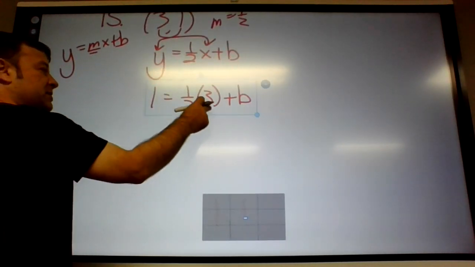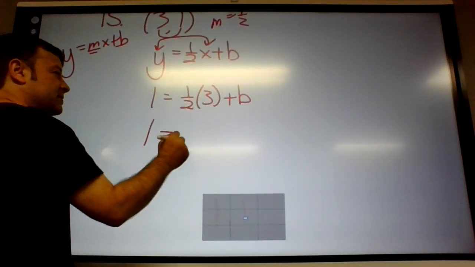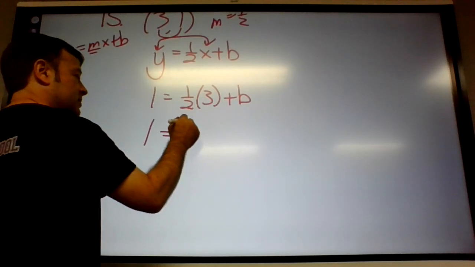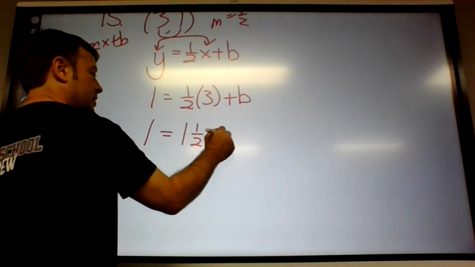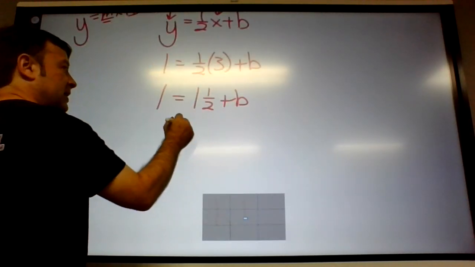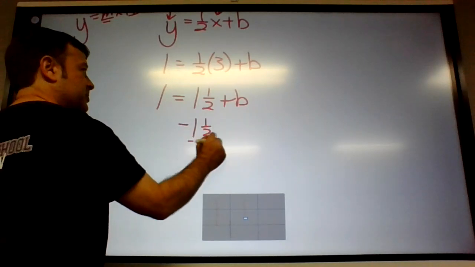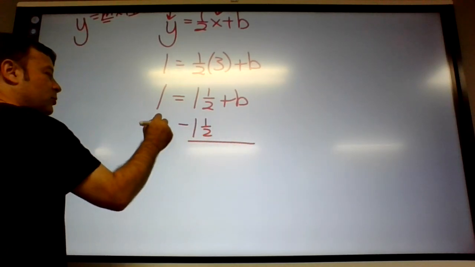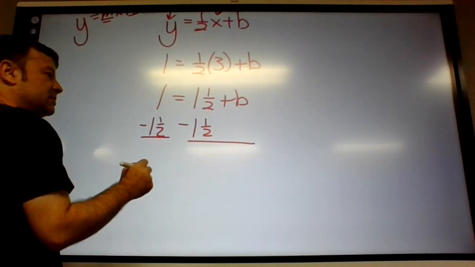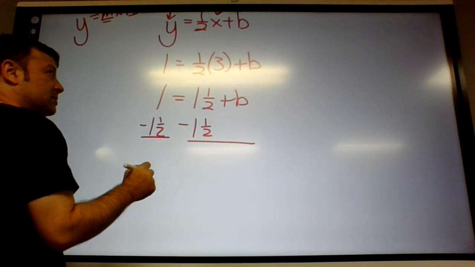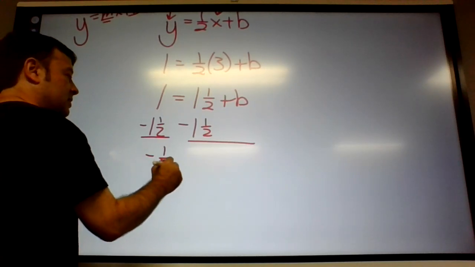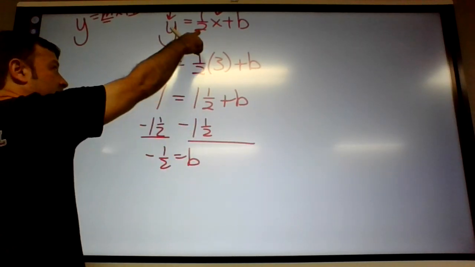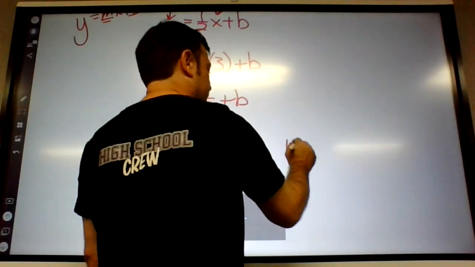You guys know what half of 3 is? 3 over 2, or 1.5. So if I subtract 3/2 from 1, what would I get? Negative 1/2. So y equals 1/2 x minus 1/2.